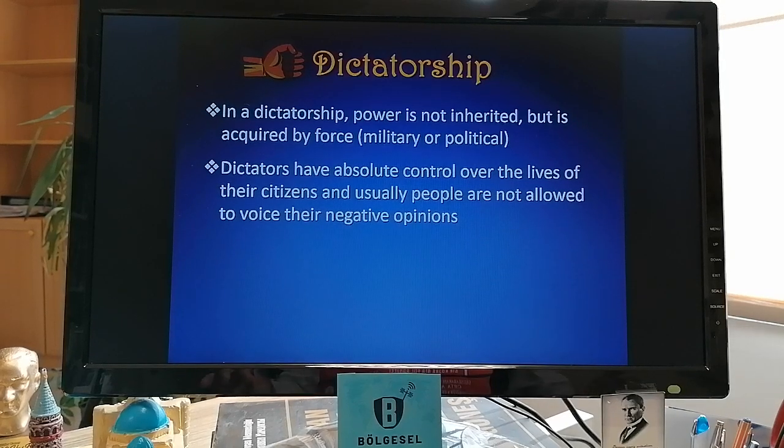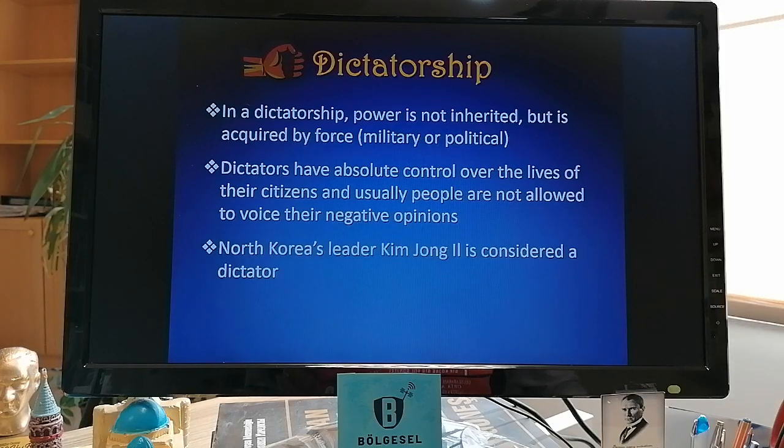Be careful about these words, okay? Dictators have absolute control over the lives of their citizens, and people are not allowed to voice their negative opinions. So you have to keep your negative opinions inside, guys. This is the basic explanation of this, okay? North Korea's leaders, Kim Jong-il, Kim Jong-un, these are considered dictators. So any other examples that you can give, think, all right?